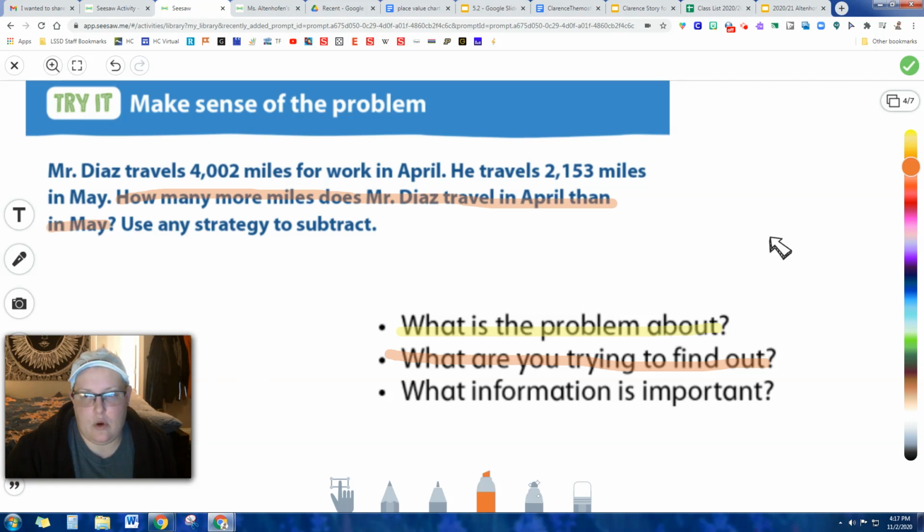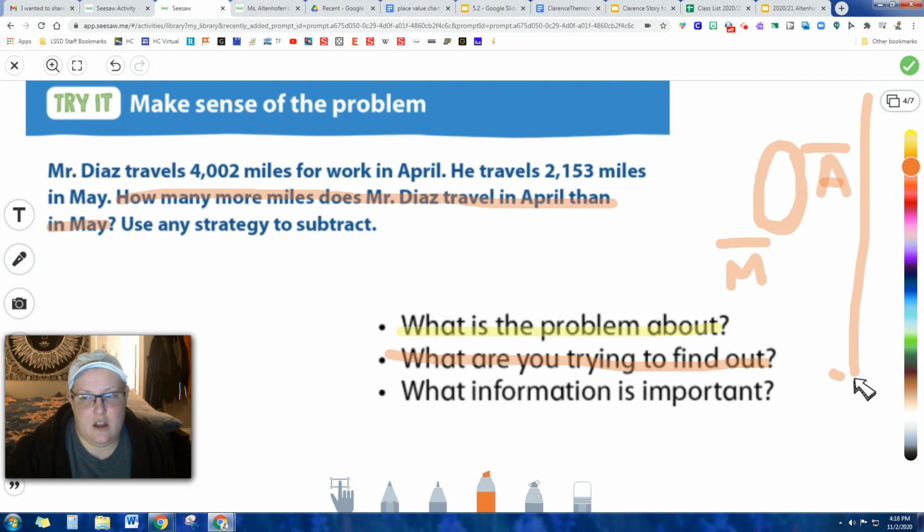So if April is up here, right, May is down here, we want to find this area right here. It's a funny looking drawing, but yes, we are looking for the difference. If this is May, and then this is April on like a number line of miles, we want to find the difference in between A and M. I hope that makes sense.